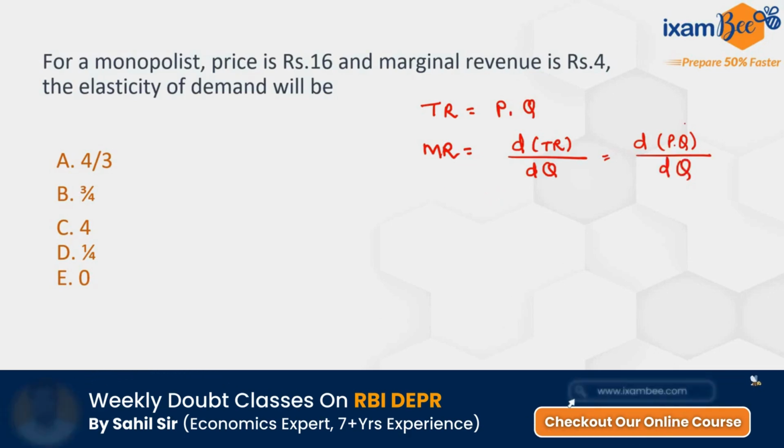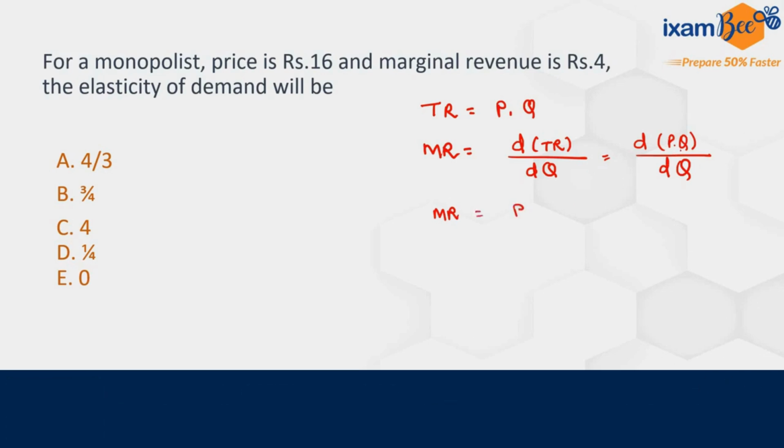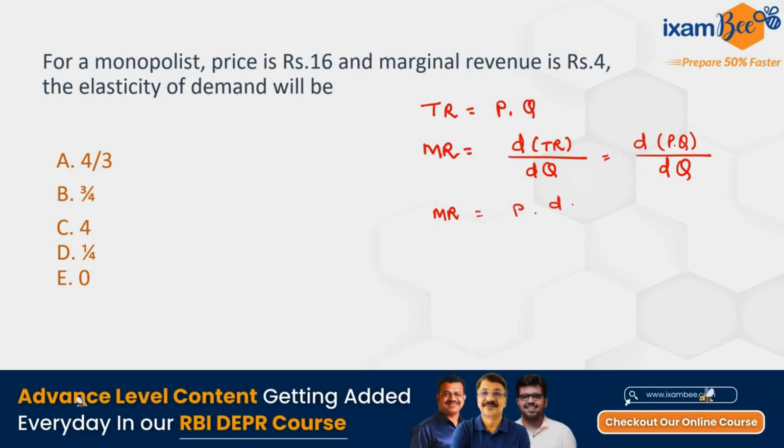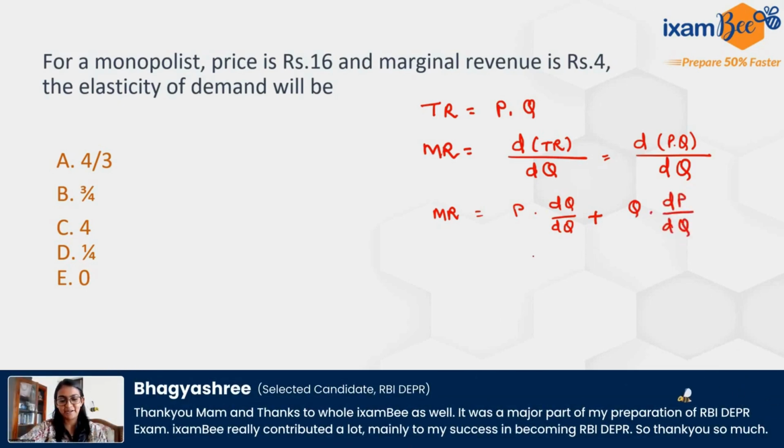Now apply the chain rule, the differentiation chain rule, when you have to differentiate this function with respect to q. So how do you apply the chain rule? Once you keep price constant and you differentiate q with respect to q, so this is dq by dq. Plus, then you keep q constant and you differentiate p with respect to q, so you have dp upon dq.